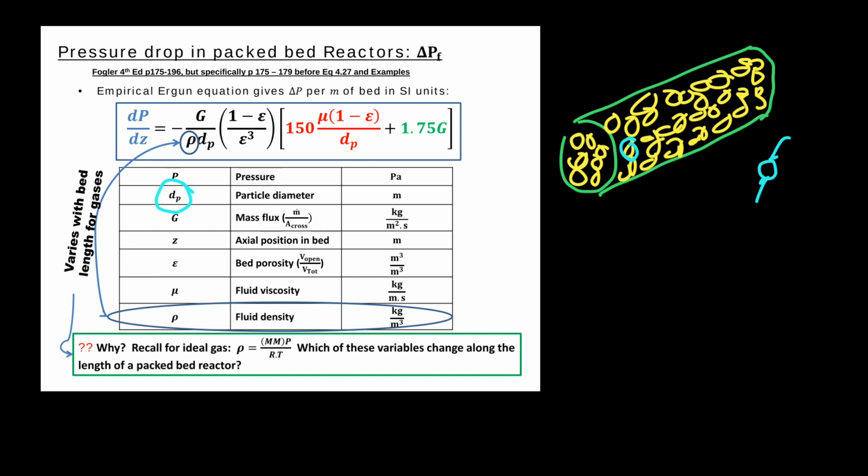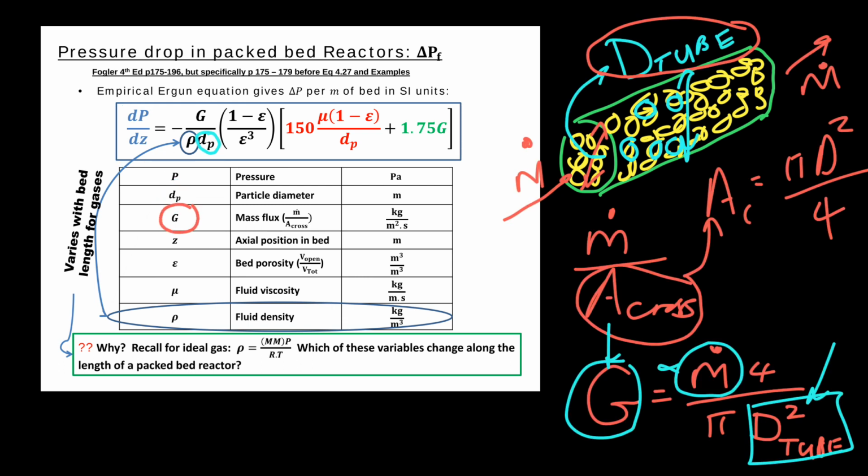You can imagine that if I have a packing made up of baby powder, the pressure drop will be much steeper. I will have a higher pressure drop than when I have a nice, bigger Ergun size kind of packing in my reactor bed.